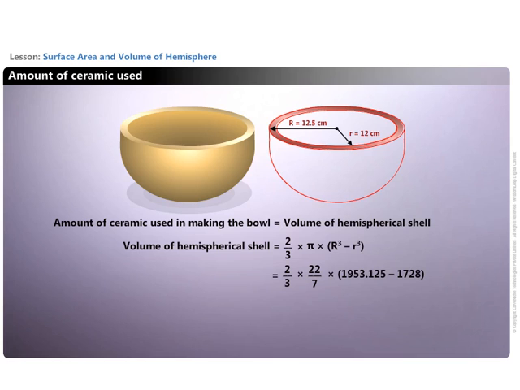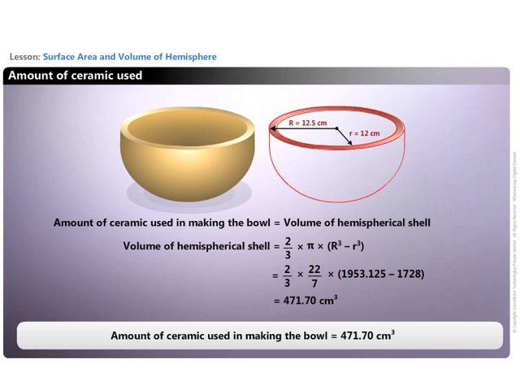Substituting the values of the radius of the two hemispherical shells and simplifying, we get volume of the hemispherical shell is equal to 471.70 centimeter cube. Therefore, the amount of ceramic used in making the bowl is equal to 471.70 centimeter cube.